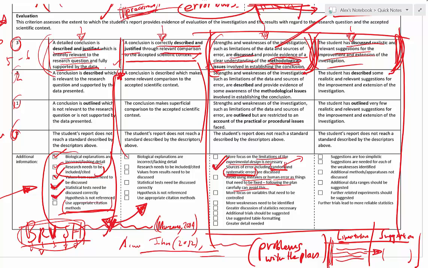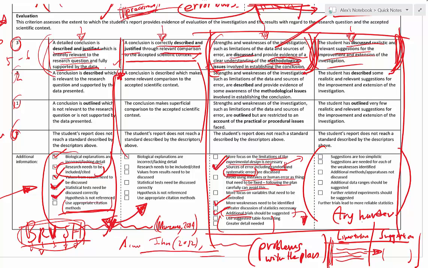Let's see. Are there more weaknesses that need to be discussed? Additional trials. That's a great freebie you can always talk about. The more trials you do, the more precise your readings could be, and you can eliminate outliers and you can address the issue of precision versus accuracy. Your suggestions should be realistic, not just try harder.